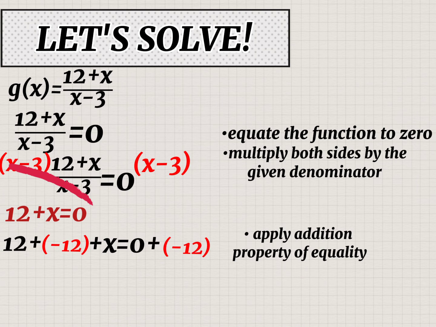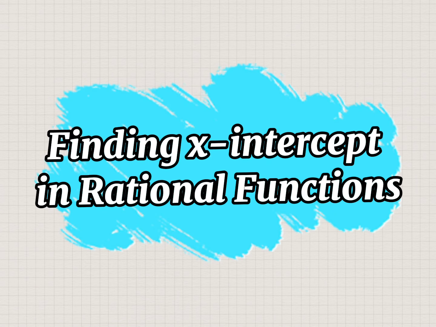So, 12 plus negative 12 plus x equals 0 plus negative 12. Then simplify your answer. And that will be x equals negative 12. Since x is not a negative anymore, we will not apply the multiplication property of equality. And the answer x equals negative 12 is the final answer for this function. And that will be all in finding x-intercept in rational functions.